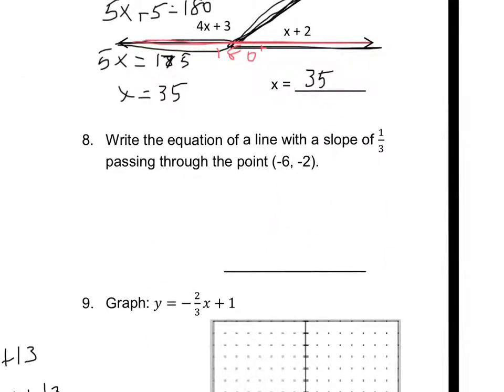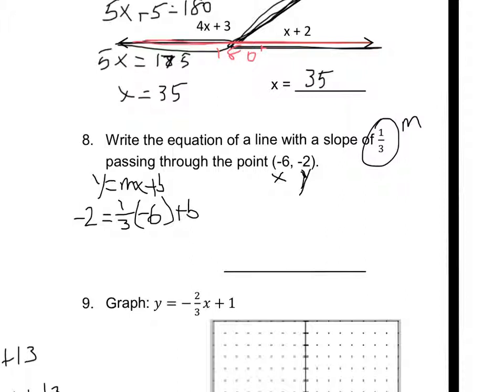Write the equation of the line with a slope, which is always going to be m, passing through the point negative 6, negative 2. Well, negative 6 is an x value, negative 2 is a y value. So what I can do here is I can plug those values into y equals mx plus b. So I have y equals mx plus b, but I have 3 of the 4 variables here. Negative 2 is my y, 1/3 is my m, negative 6 is my x, and I don't know the b. So this is what I have to solve for right here. So let's solve for it. Negative 2 equals 1/3 of negative 6 is negative 2.